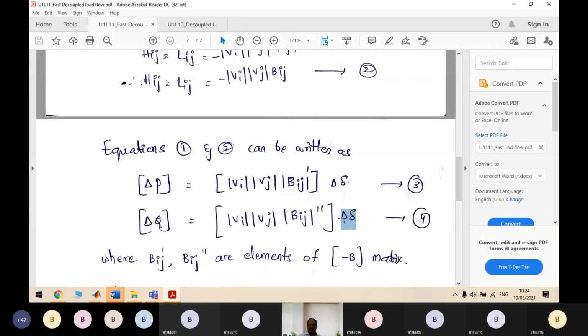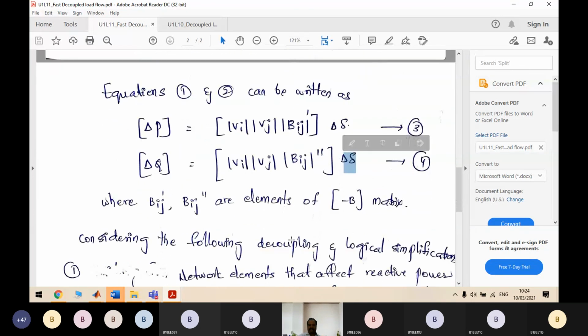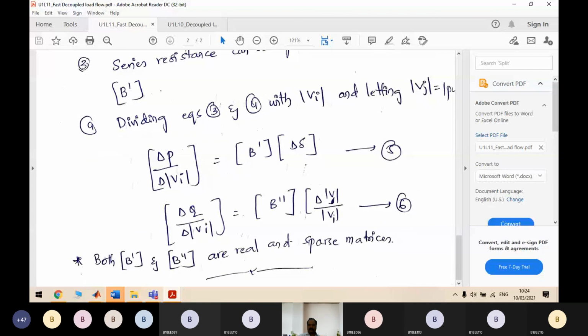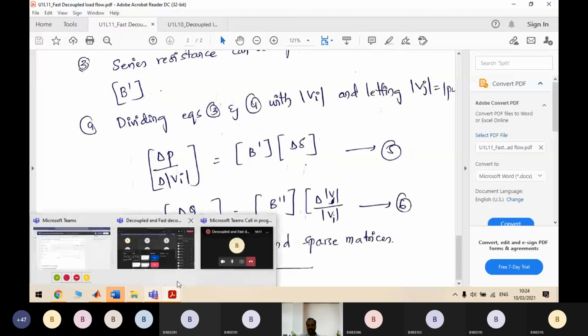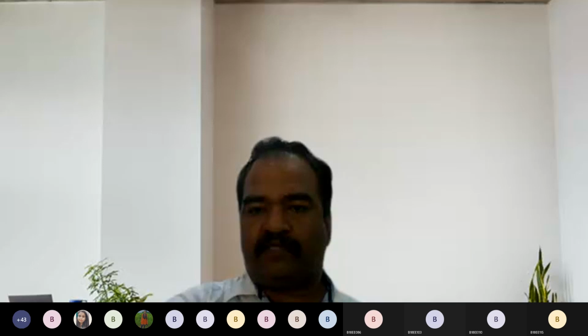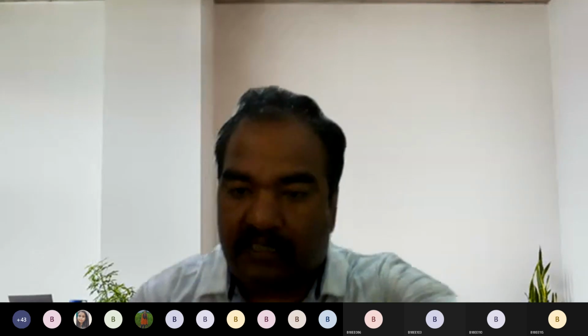These are the matrix formats. Guys, there is a small mistake here. This is delta mod V; try to change it here. And this is the procedure. I hope you have understood these decoupled and fast decoupled methods. Very simple, just a few approximations will reduce the time taken for each iteration.